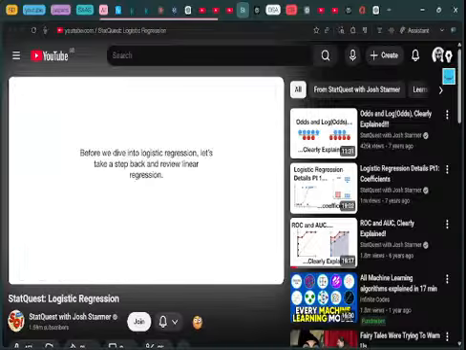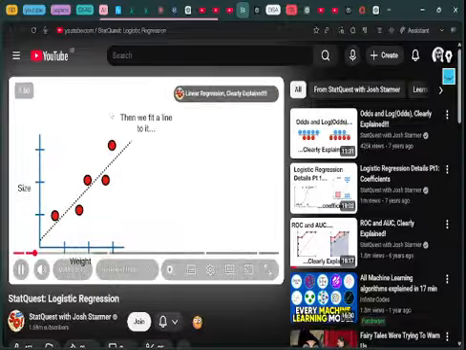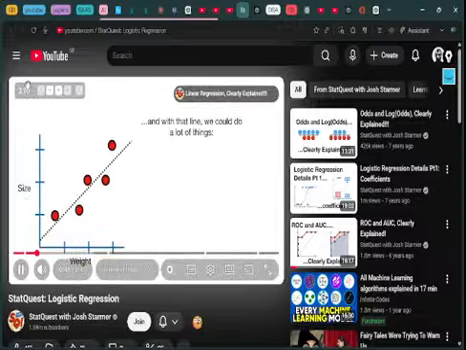Before we dive into logistic regression, let's take a step back and review linear regression. In another StatQuest, we talked about linear regression. We had some data, weight and size. Then we fit a line to it. And with that line, we could do a lot of things.